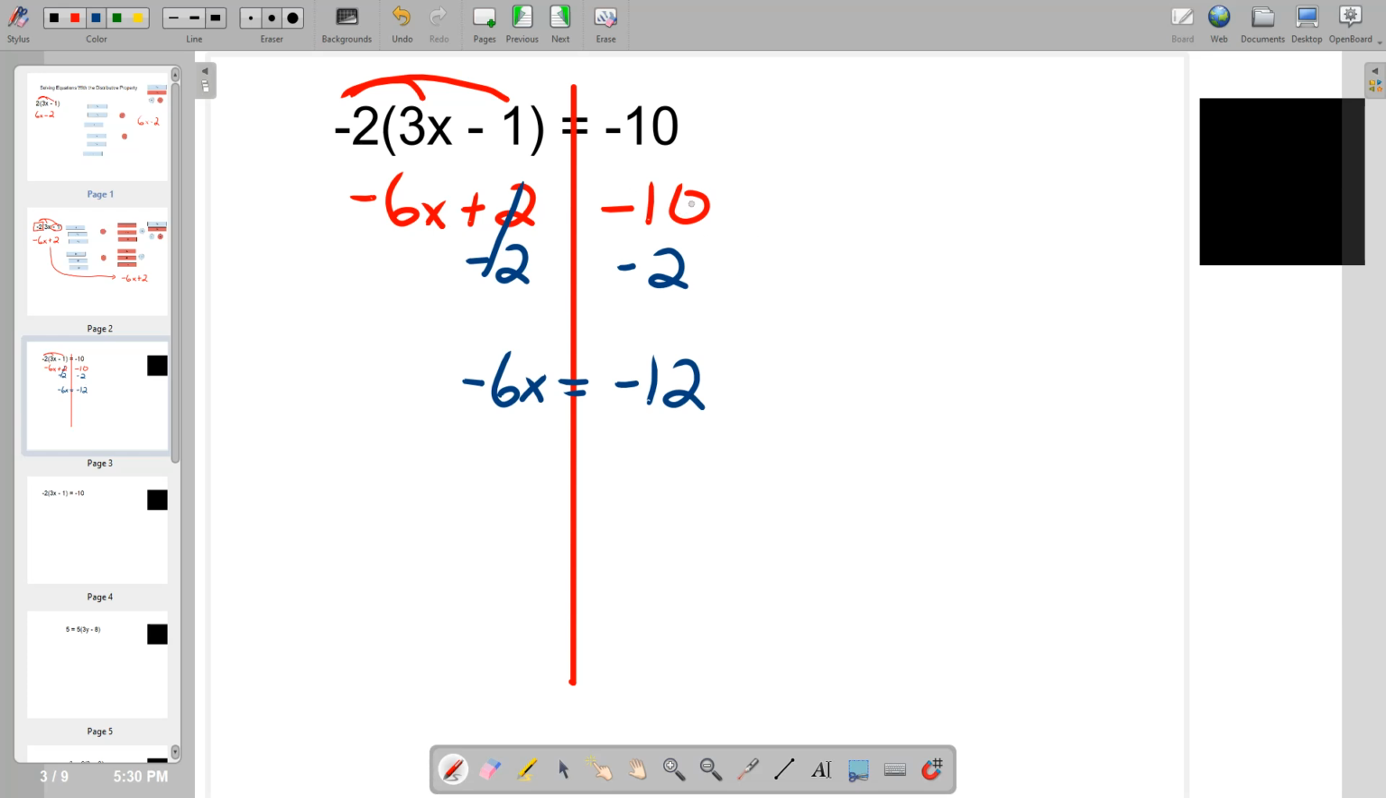If you thought negative 8, that means you went back to the right on the number line instead of staying left. Then from here, we divide both sides by negative 6. Be very careful with this negative because we want 1x is equal to 2. And we're done.